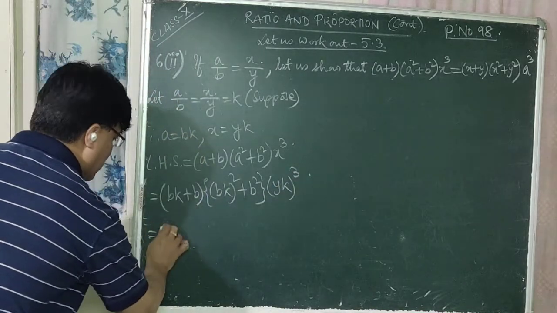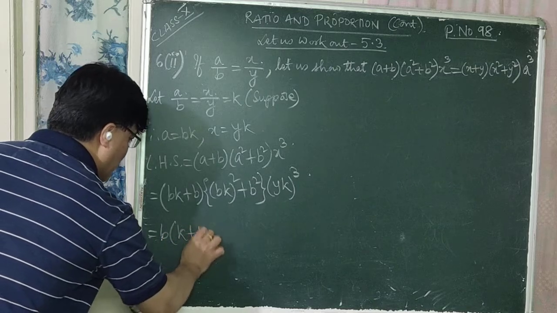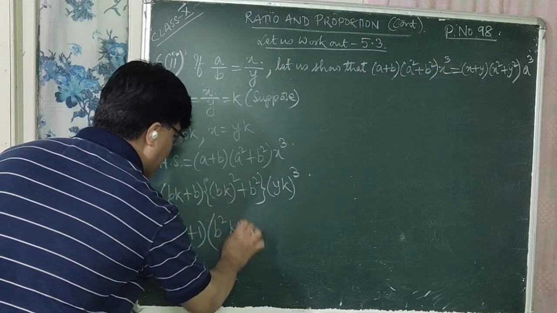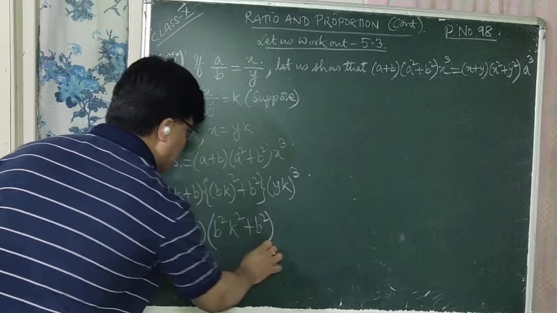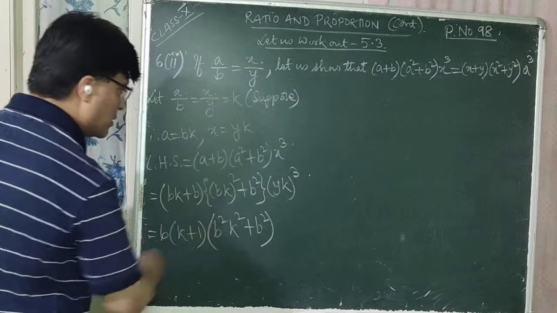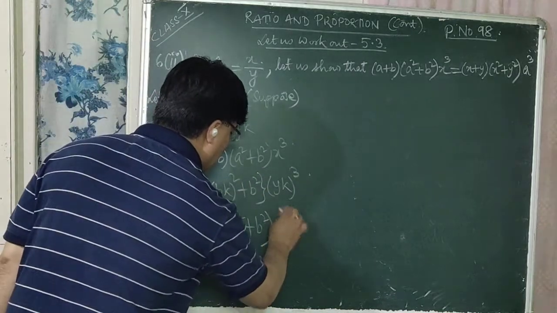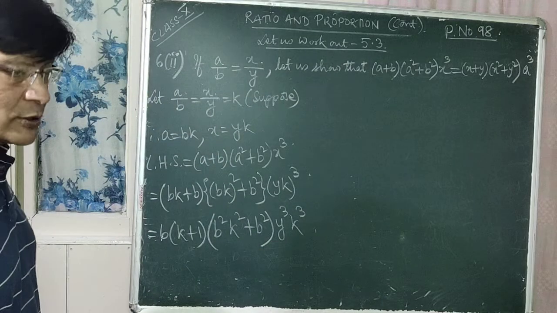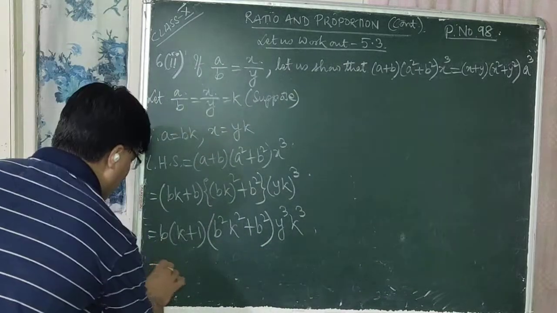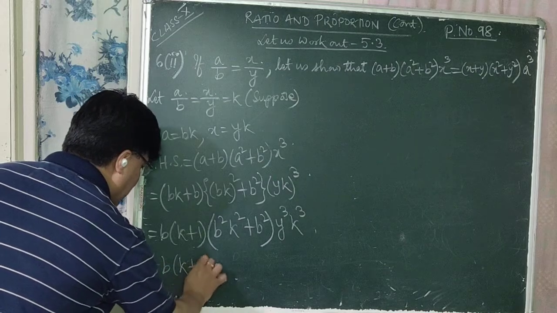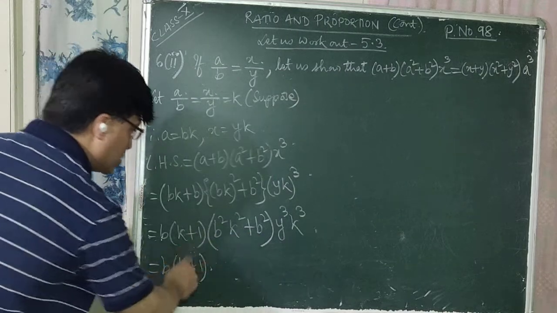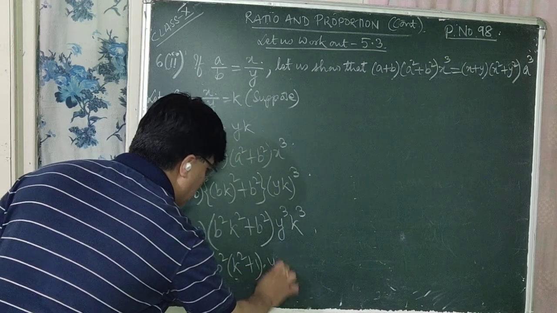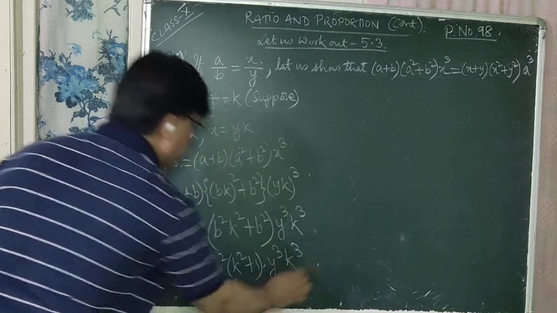So is equal to, what is common here? b within bracket k plus 1. Again within bracket, what is bk whole square? It is b square k square plus b square, right? b square k square plus b square. So what is yk whole cube? It is y cube k cube. I think you have understood it. So let us simplify it now. Is equal to b into k plus 1 into, you can take common here. What is common? It is b square, this is k square plus 1 into y cube k cube.